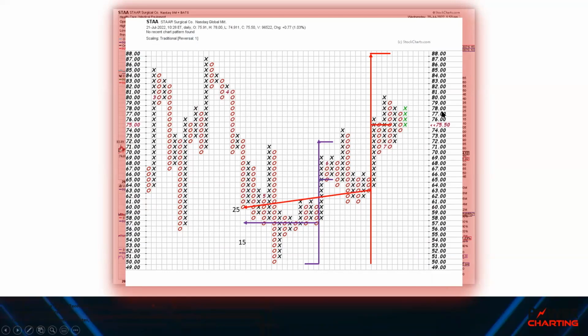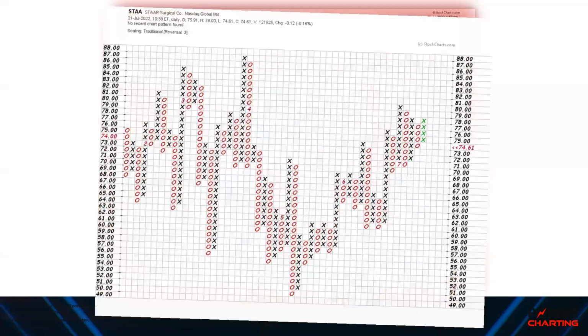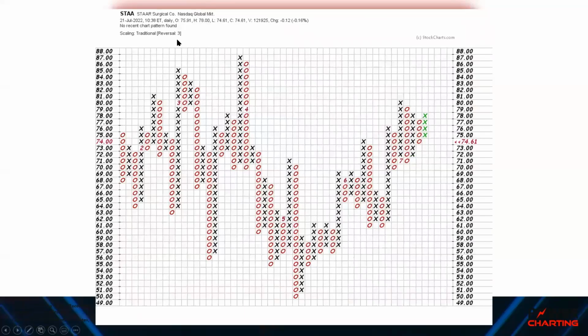So really, really interesting. And then finally, let me put this chart up just so you can see how this is done. We converted this to a 3-box reversal. So you see more data, you count the columns, you multiply by 3, and then by the scale to get your count potential. And you can see this is a really big opportunity here.